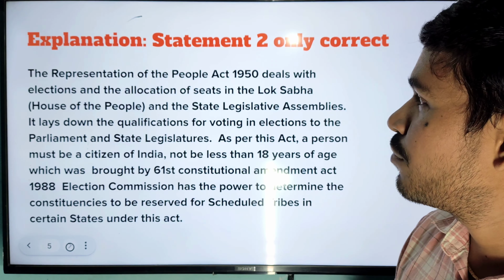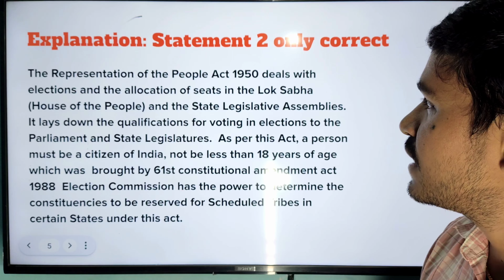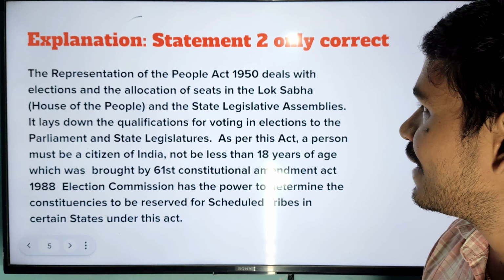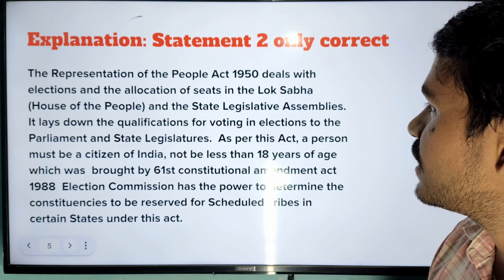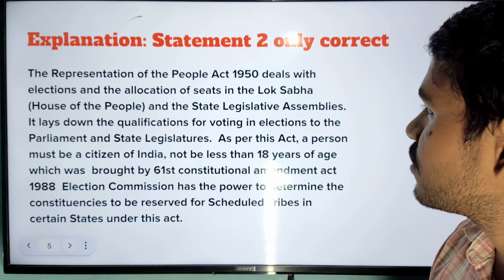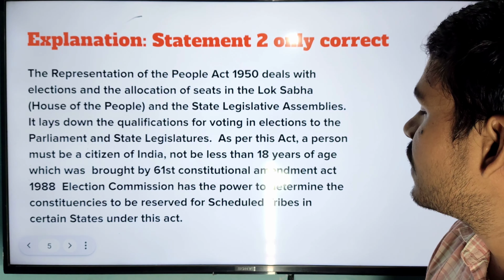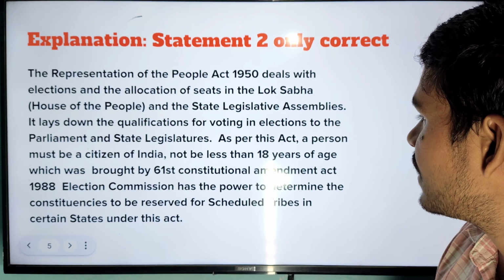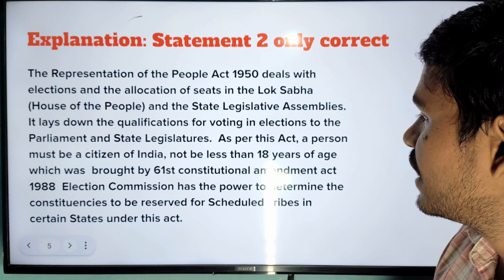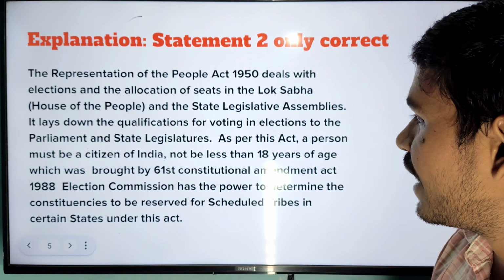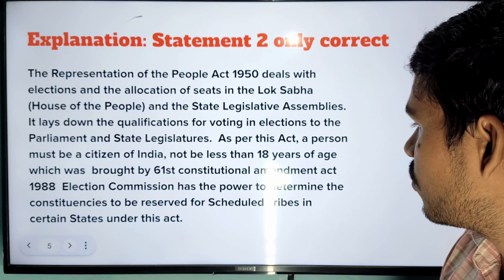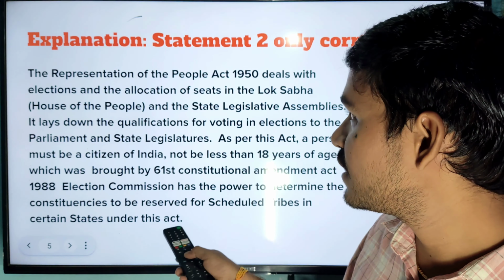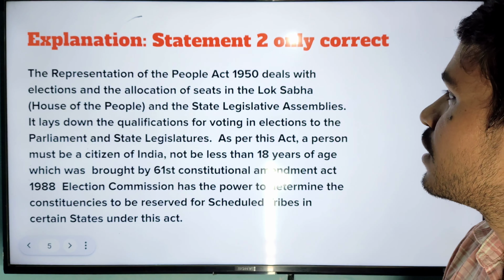So, the explanation. The Representation of the People Act 1950 deals with the elections and the allocation of seats in the Lok Sabha and the state legislative assemblies. It lays down the qualifications for voting in elections to Parliament and state legislatures. As per this Act, a person must be a citizen of India and not less than 18 years of age, which was brought in by the 61st Constitutional Amendment Act 1988. The Election Commission has the power to determine the constituencies to be reserved for scheduled tribes in certain states under this Act. So we must remember this one.